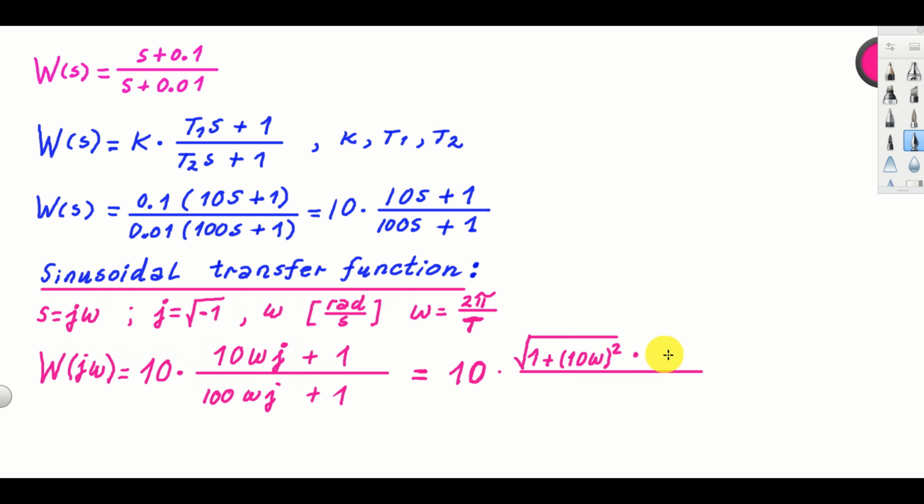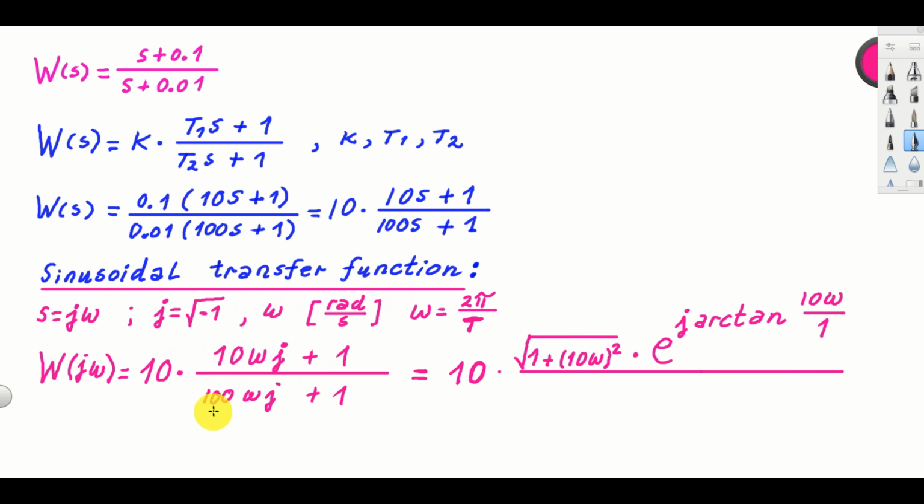And over here we need to multiply by e to the power of j and the angle of our complex number, or the argument of our complex number. The argument is computed as the inverse tangent function. In mathematics, the inverse tangent function is arctan. So we will write arctan, and we will have the imaginary part over the real part, that is 10 omega divided by 1. Okay, so this is the polar form of the complex number in the numerator.